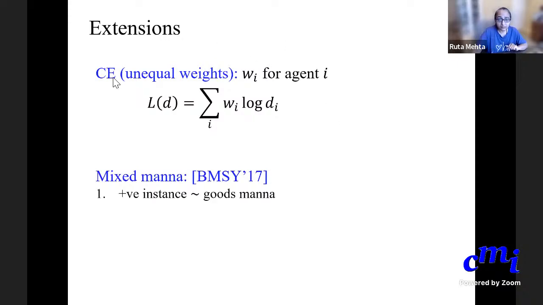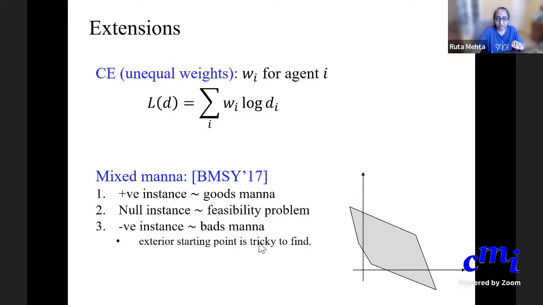And then more importantly, we can extend this to a weighted case where agents have different powers, let's say. So W_i is the weight of agent i, or you can think of W_i as the amount of earning that agent i has to make, and also to mixed manna. As I said, in the mixed case, you have to first identify whether the instance is positive, null, or negative, and accordingly decide what their earning or spending should be. And then you can apply known algorithms. We show that you can apply the known algorithms to handle each of these cases.